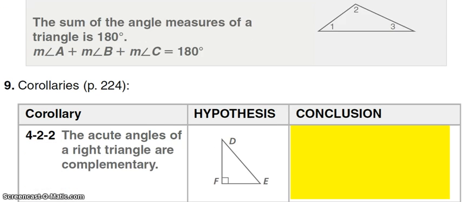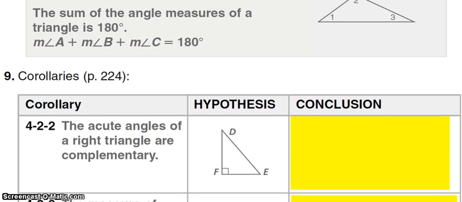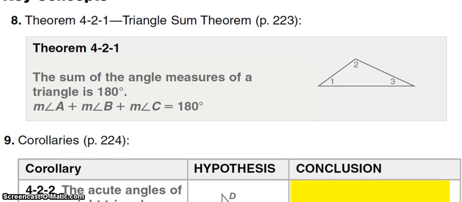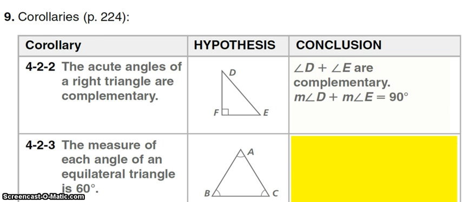And I'm going to move this down a little bit here. We have two corollaries. Okay? A corollary follows a theorem. Corollary 4.2.2. The acute angles of a right triangle are complementary. So here's our conclusion, that angle D plus the angle E are complementary. Measure of angle D plus measure of angle E equals 90 degrees.